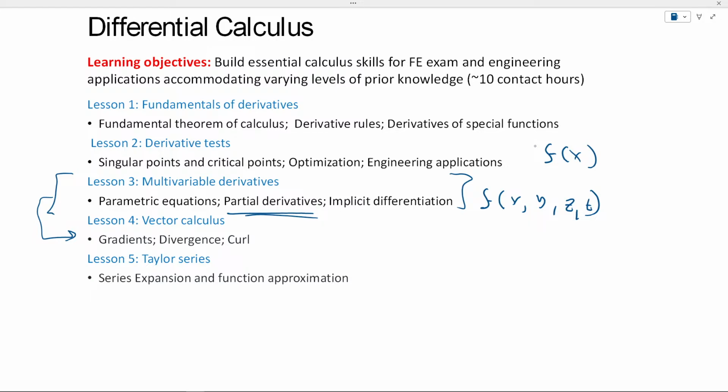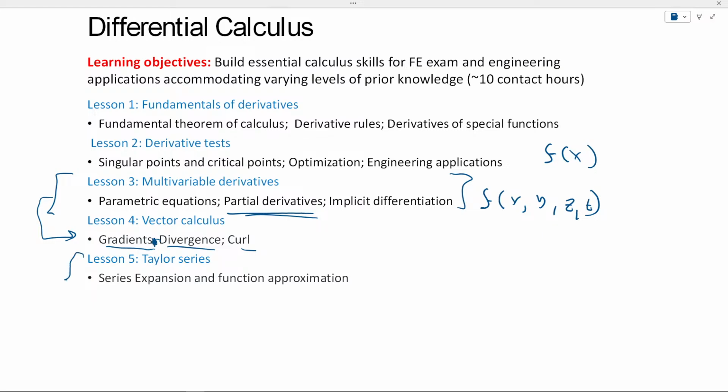And in vector calculus, we will learn the building blocks of vector calculus: gradient, divergence and curl. And this is essential knowledge that you need to understand differential equations and for physics-based modeling. That's the building block of these.